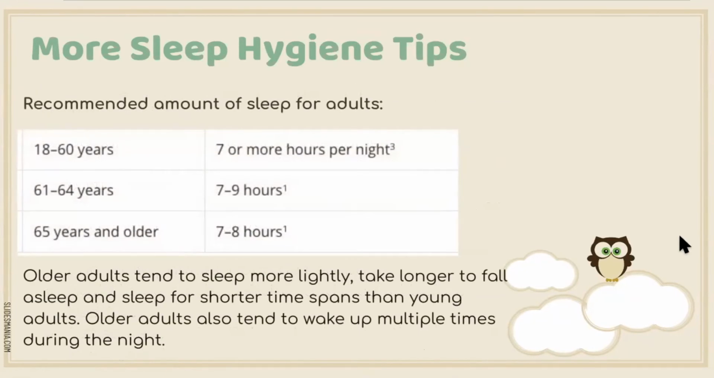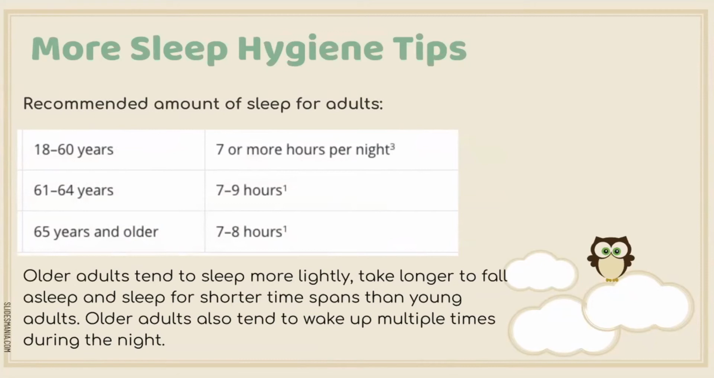And here are the recommended amounts of time for sleeping for adults. For 18 to 60-year-olds, 7 or more hours per night. 61 to 64-year-olds, 7 to 9 hours. And for 65-year-olds and above, 7 to 8 hours.